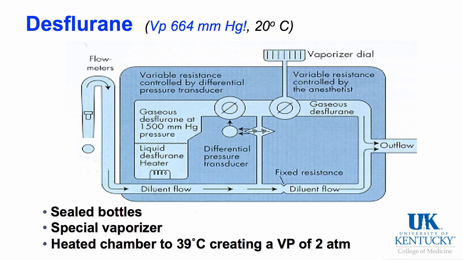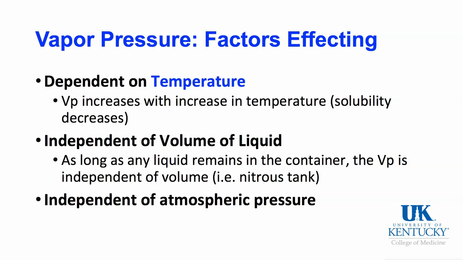The closed environment heated chamber goes up to 39 degrees centigrade, creating a vapor pressure of 2 atmospheres inside of it. And think of it as almost like an injector into the system, allowing you to deliver titratable concentrations of desflurane. So it's the vapor pressure of why this vaporizer had to be developed that is plugged in, warms up to 39 degrees, creating a vapor pressure of 2 atmospheres inside of that vaporizer.